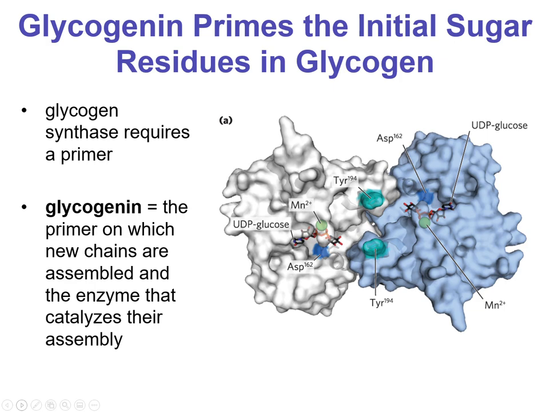It also has the enzyme that catalyzes the creation of the primer. There are several important residues here. Tyrosine 194 and aspartate 162. This enzyme actually uses manganese, not magnesium. And that manganese helps to coordinate the UDP glucose, which is bound here. Remember that this is a dimer. So this is monomer 1, this is monomer 2.